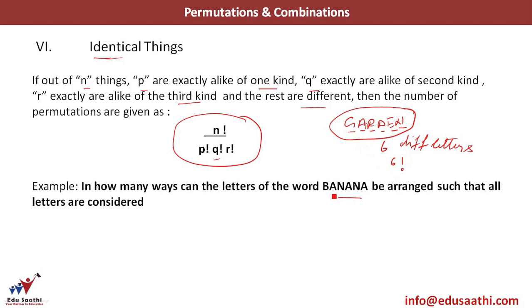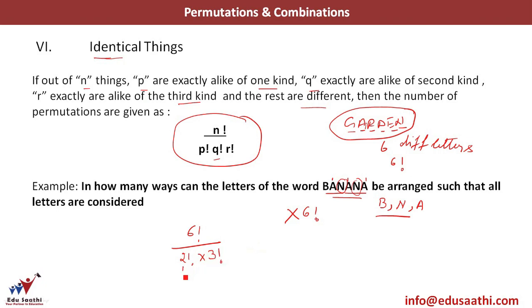What has changed here is that in banana we have only 3 distinct letters, which is B, N and A. See, B occurs once, A occurs 3 times. I have A here and A here, and N occurs twice. So in this case the answer will not be 6 factorial. The answer in this case will be 6 factorial divided by 2 factorial into 3 factorial.